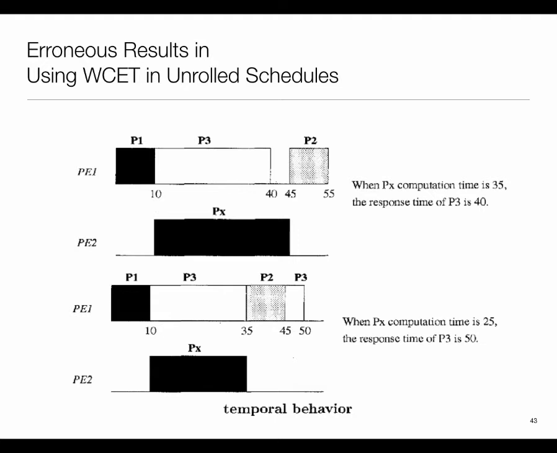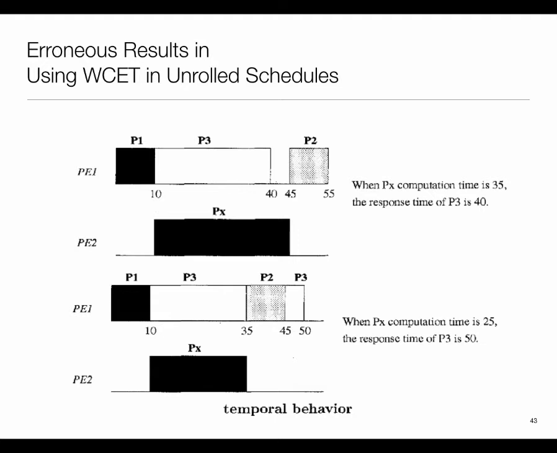Let's consider a second case where we were lucky and Px actually took shorter time. So Px in this case would finish at time 35, and the moment it finishes, a message goes out to processor 1, and here now P2 will preempt P3 because P2 has higher priority. P2 begins to run, takes time to 45, and then P3 runs and finishes at time 50. So now what has happened is P3 missed its deadline. So this is very non-intuitive, and that's why this version of the problem is harder.